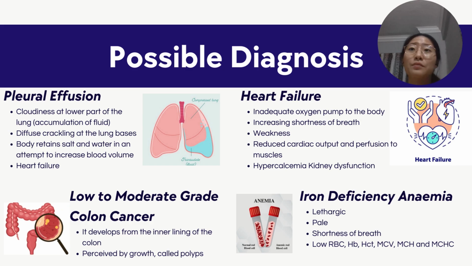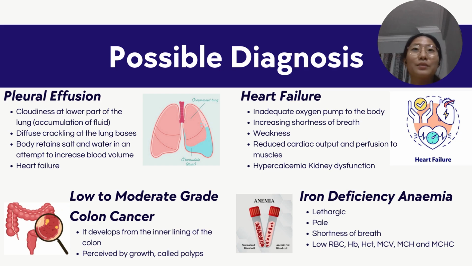This is identified through the 4 points below. Cloudiness at the lower part of the lung, which is caused by accumulation of fluid. Diffuse crackling at the lung bases. The body retains salt and water in an attempt to increase blood volume.